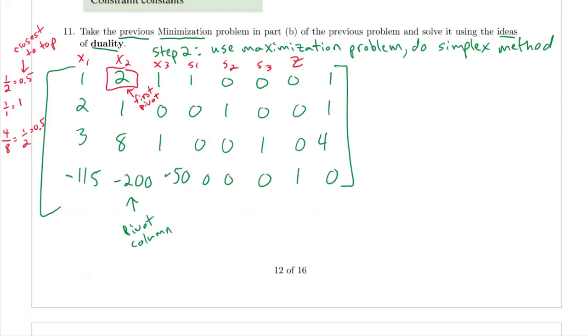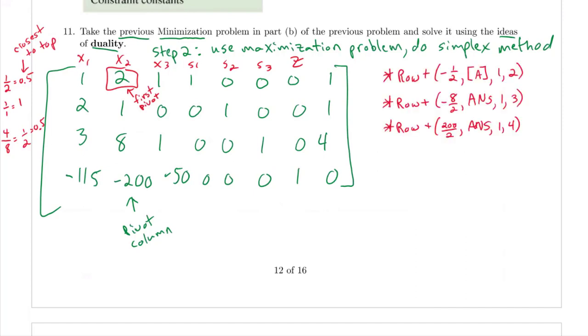And now I want to start setting up my row operations, and I went ahead and did those on the side. You can see to the right side I have my row operations, so I can get a 0 below the pivot 2. So I want a 0 to be in that spot where that 1 is below the 2. I want a 0 to be where the 8 is, and I want a 0 to be where that negative 200 is. So these are the 3 row operations that I'll do.